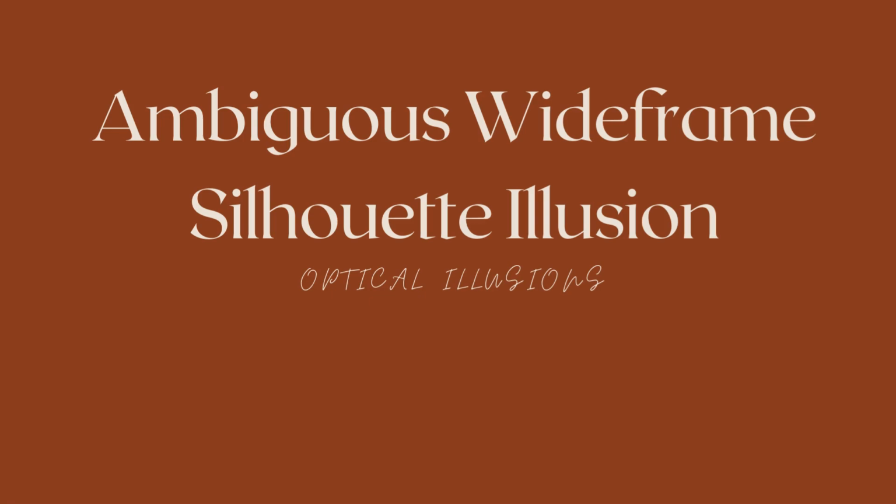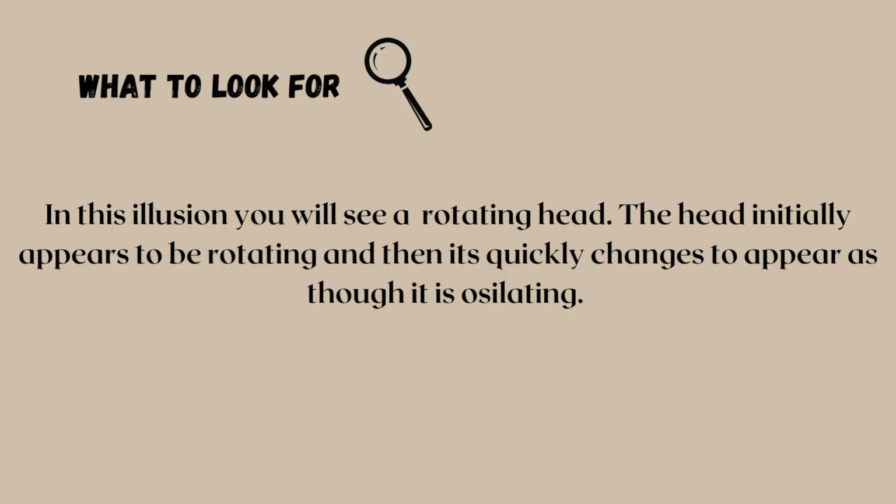Today we're going to be looking at the ambiguous wide frame silhouette illusion. Here's what to look for. In this illusion, you will see a rotating head. The head initially appears to be rotating and then quickly changes to appear as though it's oscillating.